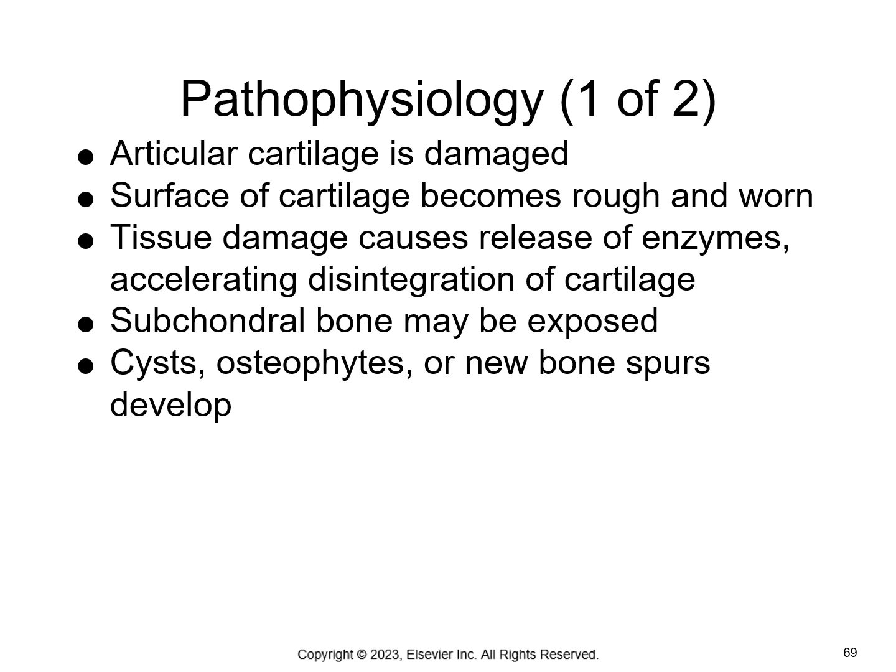This interferes with the ability of the joints to easily move. Tissue damage appears to cause release of enzymes from the cells, accelerating the disintegration of the cartilage. Eventually, the subchondral bone can be exposed and damaged. Cysts and osteophytes, or new bone spurs, can develop around the margin of the bone. Pieces of the osteophytes and the cartilage break off into the synovial cavity, causing further irritation.